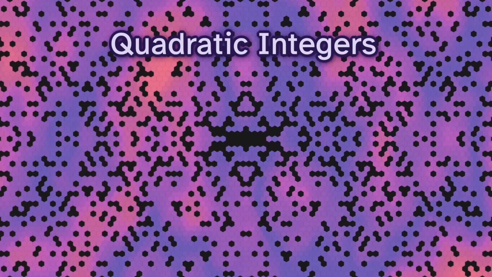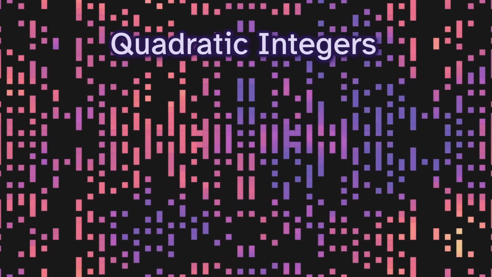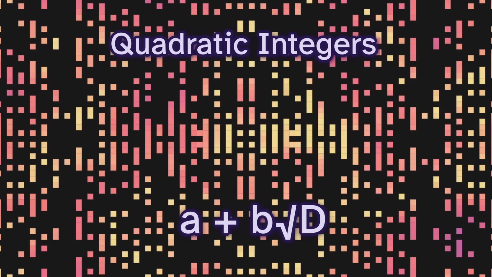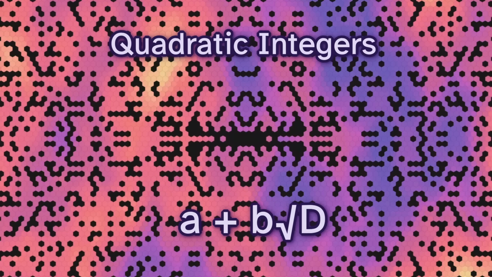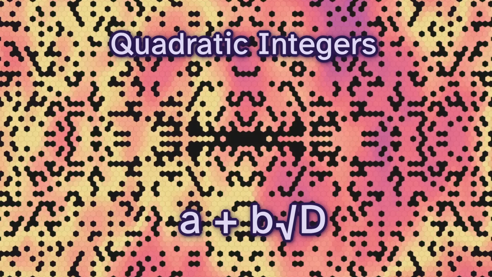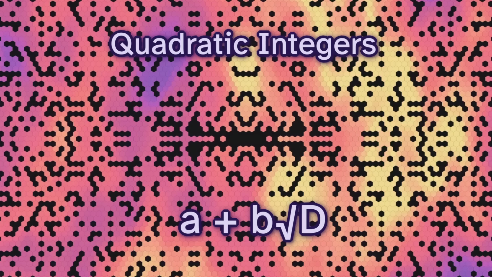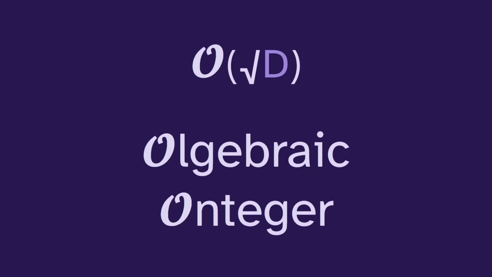These are visualizations of various kinds of primes, and this is the final video in my series on these primes. These primes are found in domains called quadratic integers, and these contain numbers of the form a plus b root d, where a and b are integers, mostly, and d is a fixed integer. And we denote the quadratic integers like this, O root d, where O stands for algebraic integer.